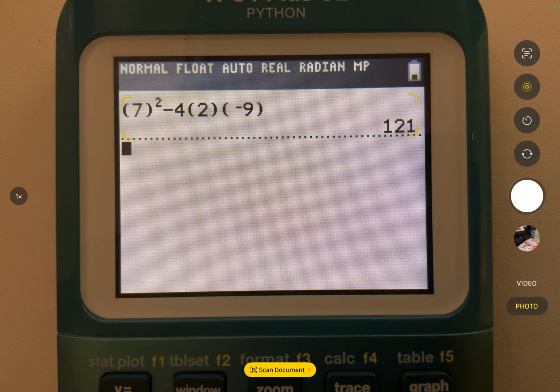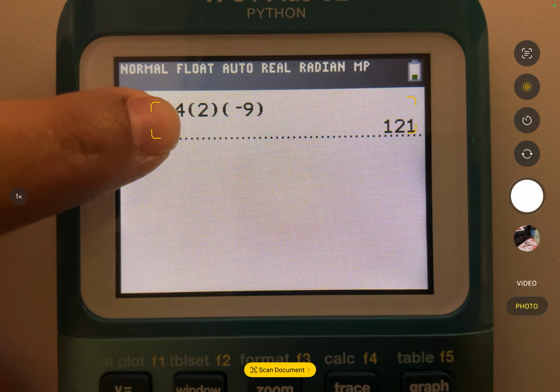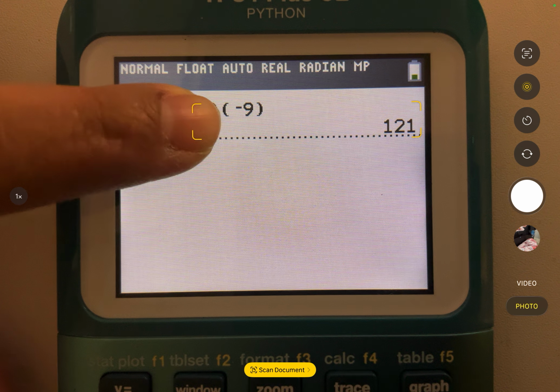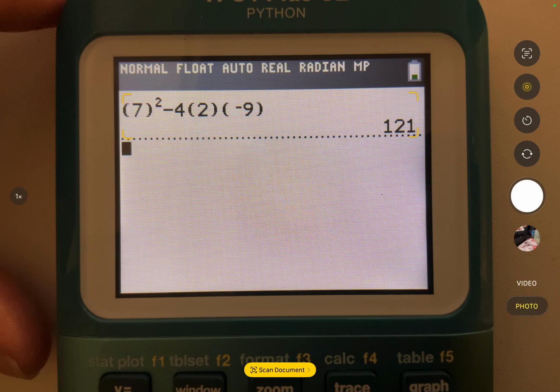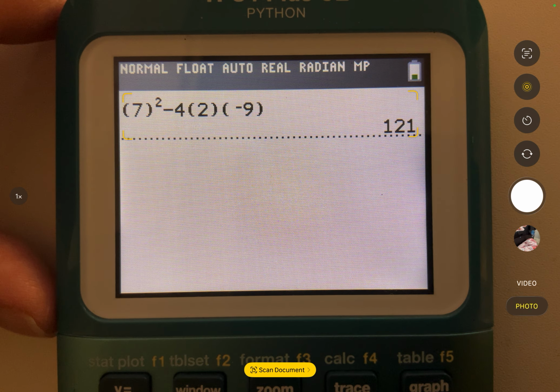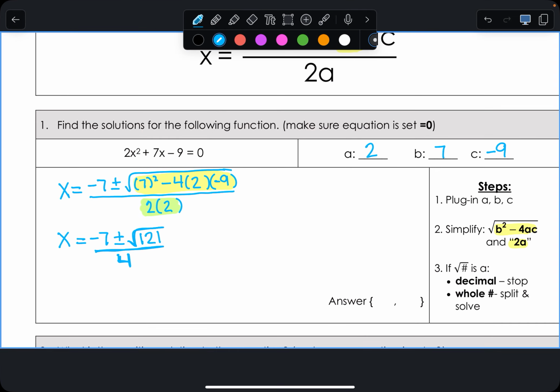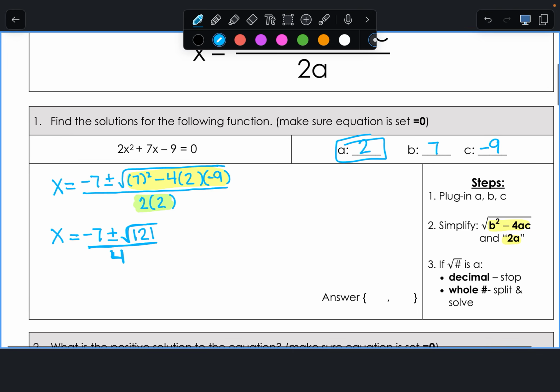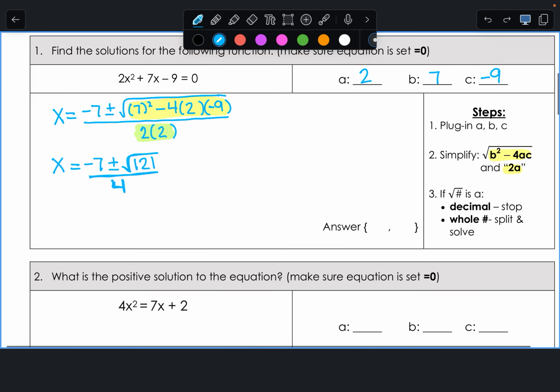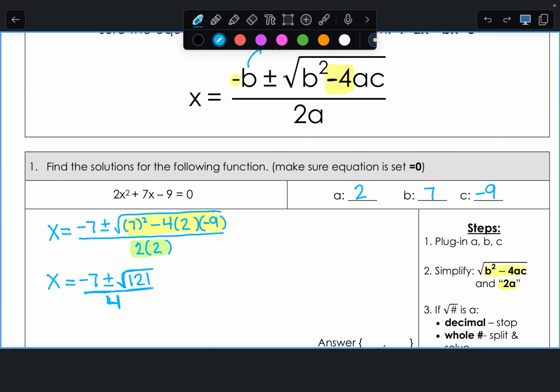Instead of what? It's 4AC. So minus 4, A is 2 and C is negative 9. Why don't you multiply it? You said the number 8? A is 2. Where'd you get the number 8 from?